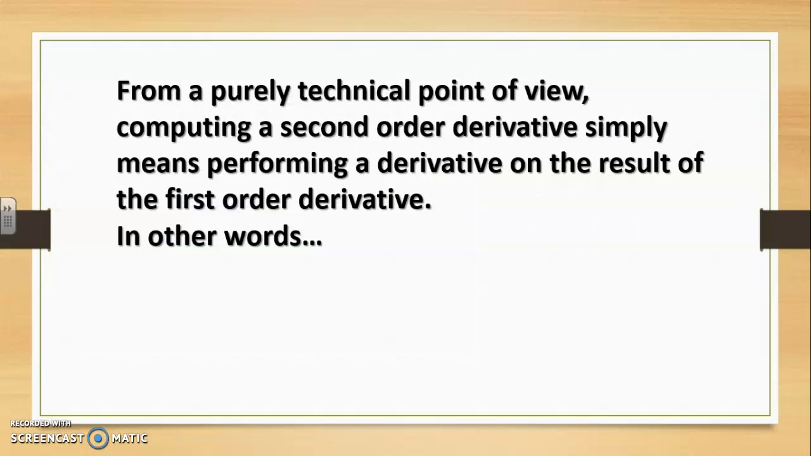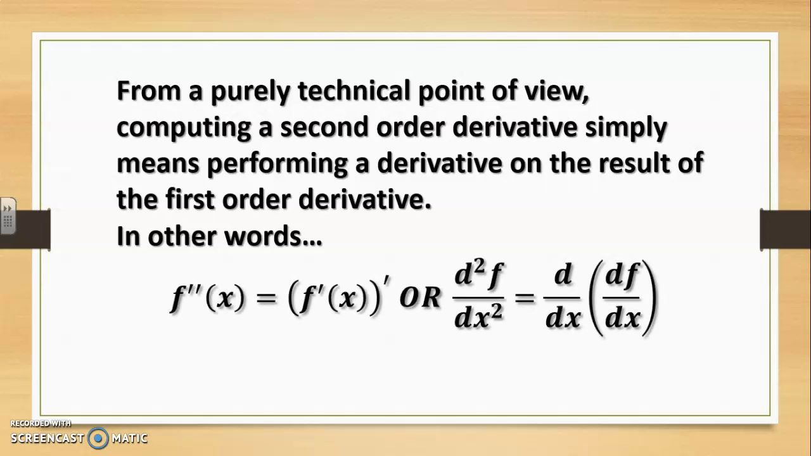From a purely technical point of view, calculating a second order derivative simply means differentiating the result of the first order derivative. In other words, to find f prime prime at x, you would simply use the derivative f prime of x and differentiate once again on the result of it. We can use either Newton's form or Leibniz form to represent these operations.